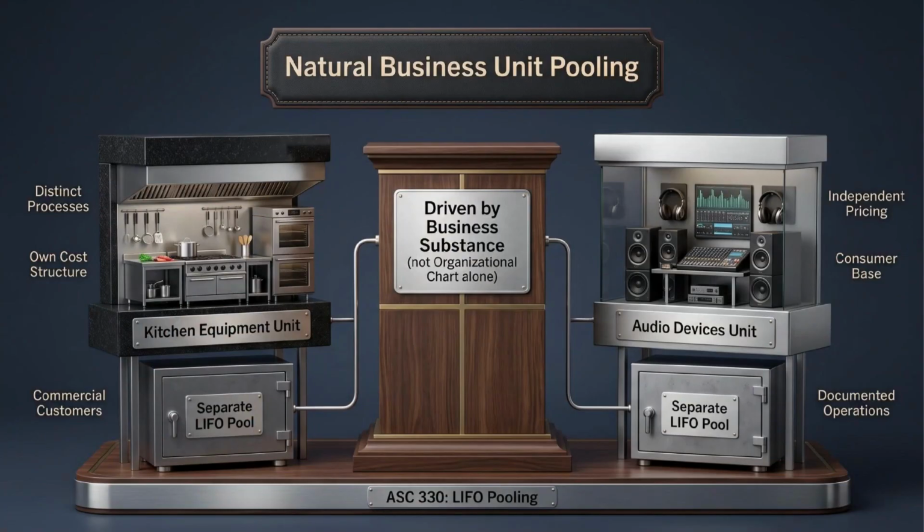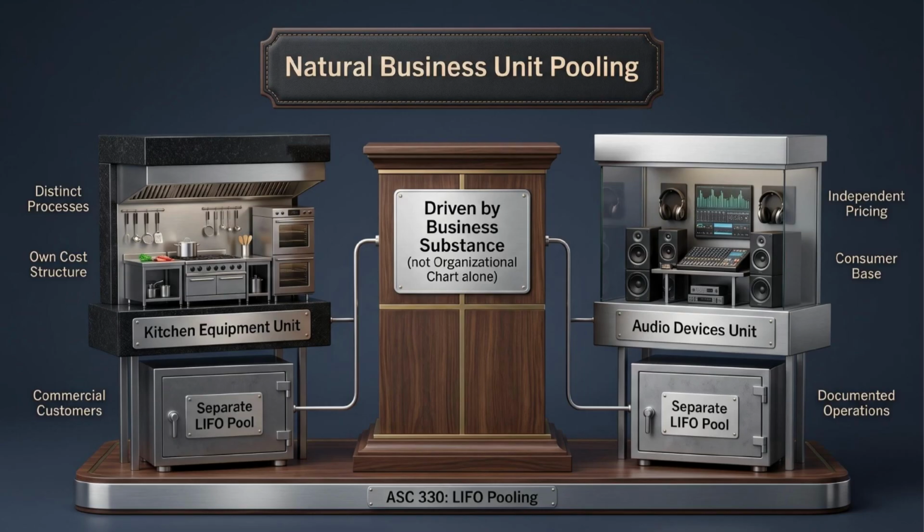Natural business unit pooling is one accepted approach. A company with distinct operating divisions, product lines, or business segments may define separate LIFO pools for each business unit if the units operate independently and produce separate financial results. In the example, Apex Appliances has a kitchen equipment division and an audio devices division. They have separate processes, cost structures, pricing behavior, and customer bases. That supports separate LIFO pools.